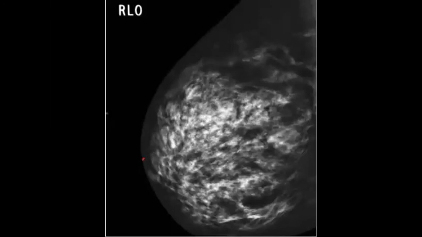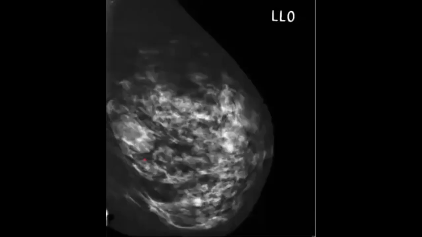So this one is the right one, and this one the left one. So I see that we start with a comment on the density. The density of this breast is type C, which is predominantly dense, more than 75%, I think. Anyway, it's a dense breast.